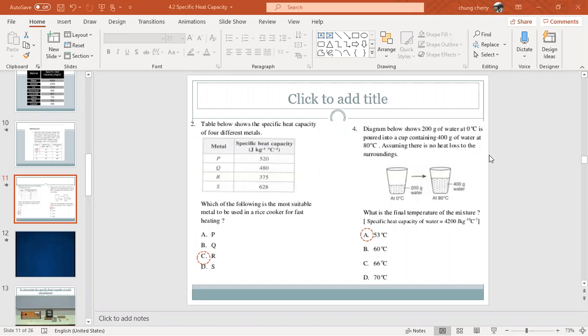Okay, for this slide I want you to focus on question 4. I want you to read through this question first. The answer is 53, but how are you going to do it? You try and see first, then later on I show it to you.